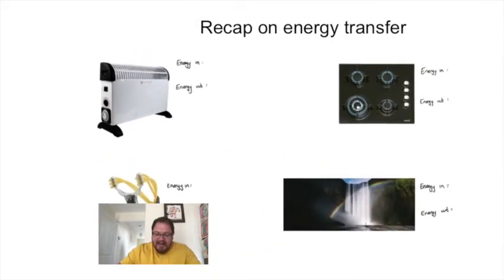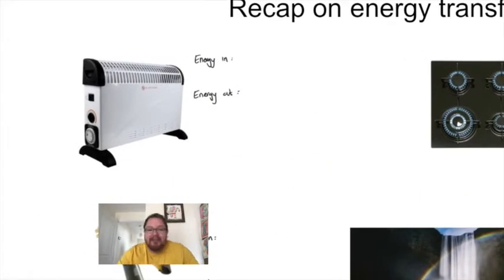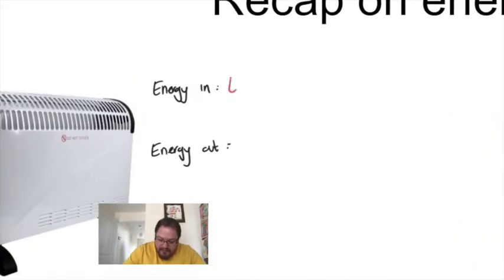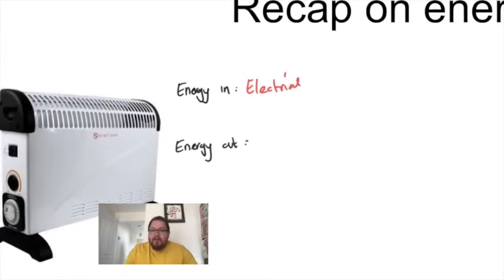Let's try some of these together. So we've got an electric heater there. Electric heater suggests that energy going in is electric, or electrical. So we've got to plug it in. Energy out, well, it's a heater, so we want heat from it, which we call thermal. And that's going to be our useful energy. I'm just going to underline useful energy. But we've also got other energies coming from that.